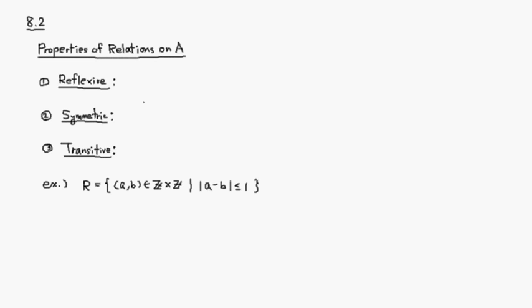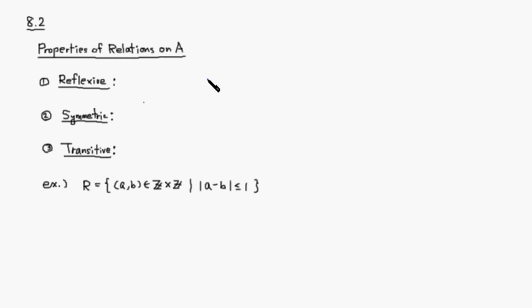Okay, let's look at section 8.2. This section talks about properties of relations on A, right? And relations on A simply means a relation from A to A, right? So there are three properties, and the first one is reflexive.